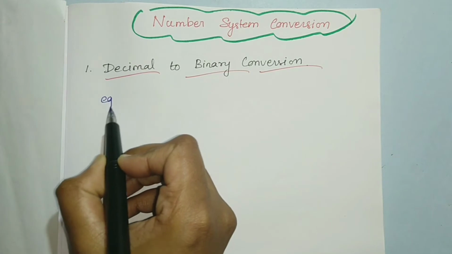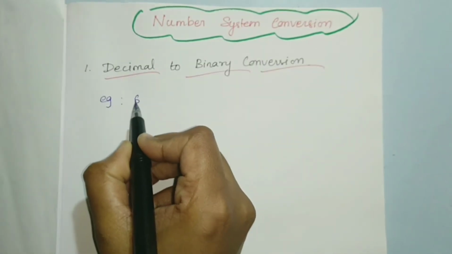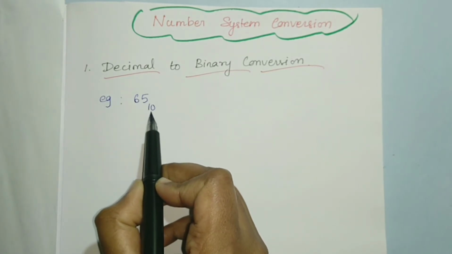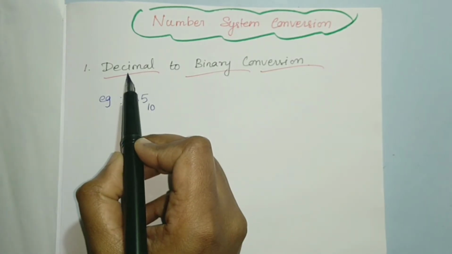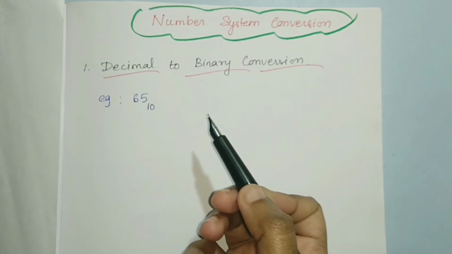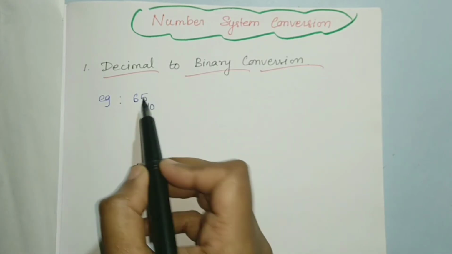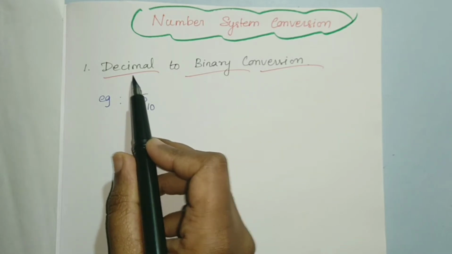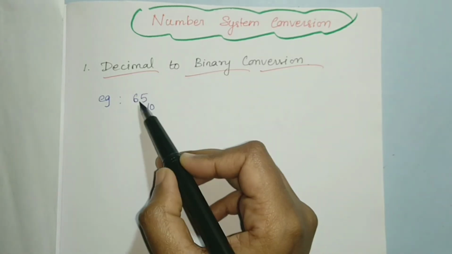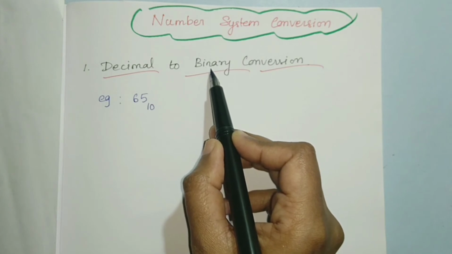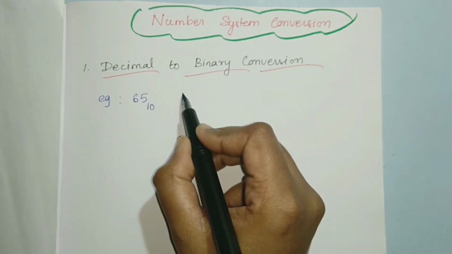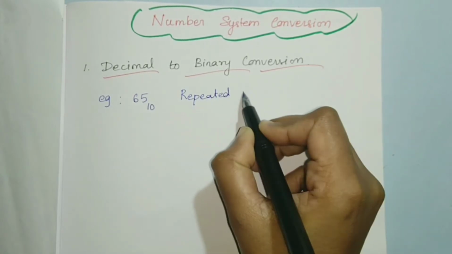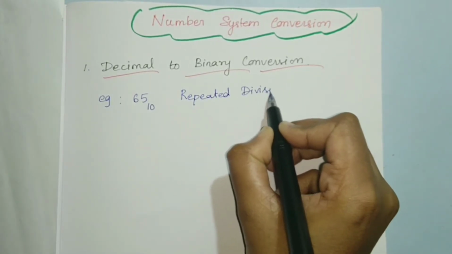First of all, let's start with an example, that is 65. Let's consider 65 as a decimal number. How did you identify this as a decimal number? By looking at the base, that is 10. So 10 is the base of decimal numbers, and 65 belongs to decimal. Now you should convert this decimal to binary. The method used to convert decimal to binary is repeated division by 2.